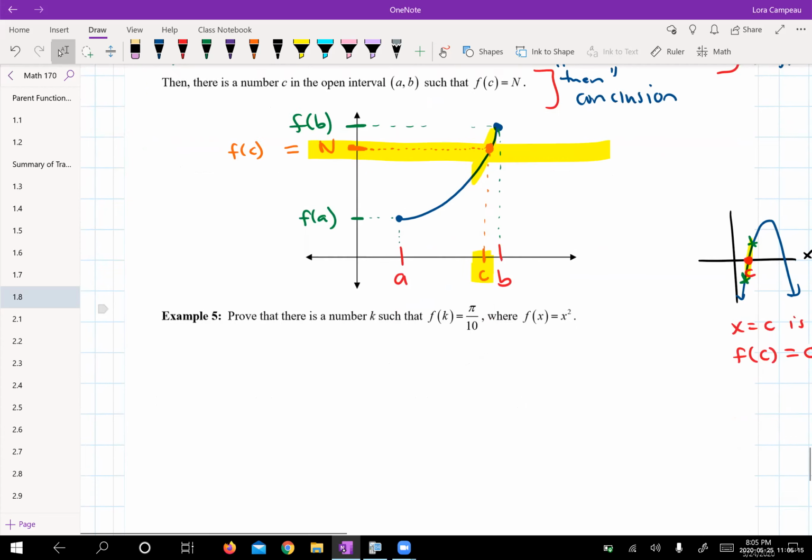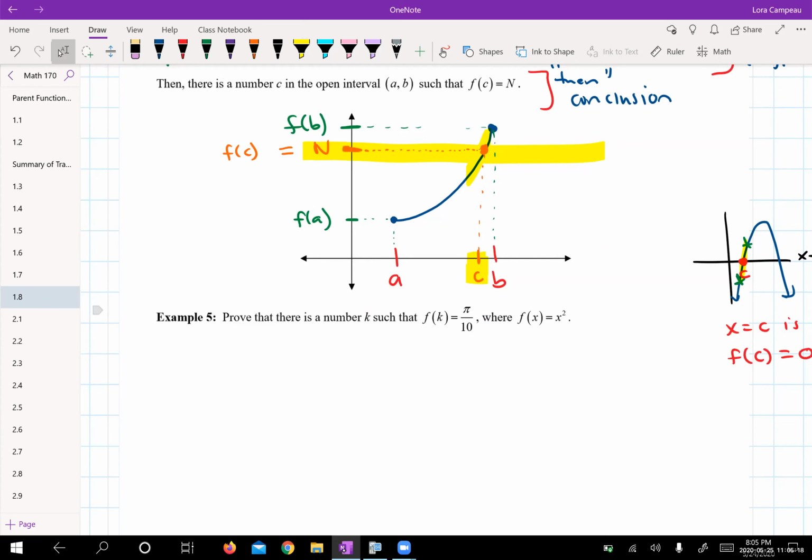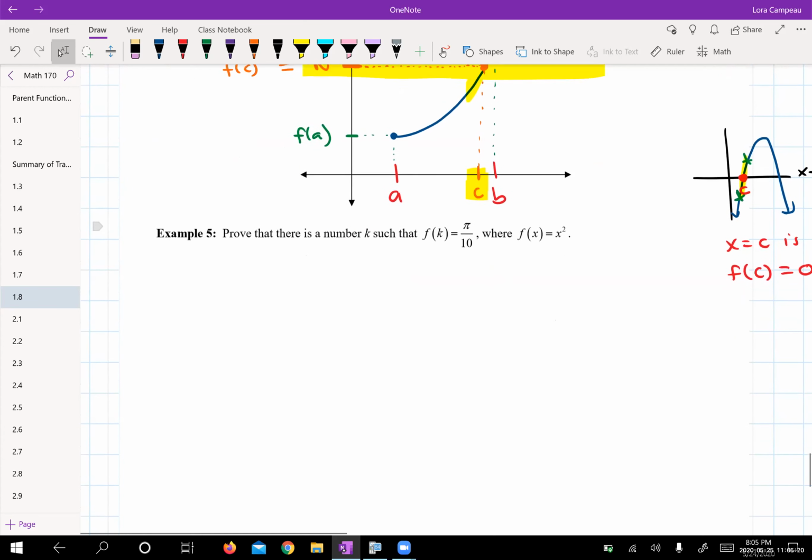But let me show you. We'll go through this. Last example of the section. I know this is a long one, but hang in there. We're going to prove, another proof here, that there is a number k such that the function evaluated at k is pi over 10, and they're giving us the fact that the function itself is a parabola, f of x equals x squared.